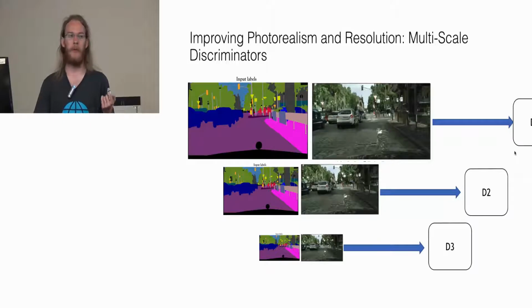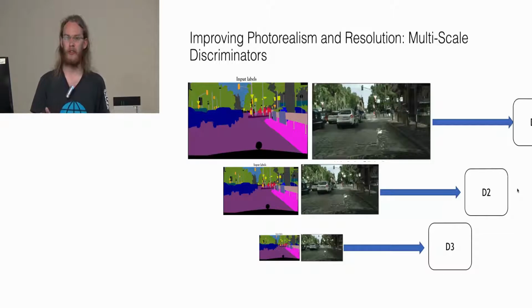The reasoning behind this is the same as it was with the generator. By shrinking the image size, the effective receptive field grows for D2 and D3. So D1 checks for fine detail, while D2 and D3 check for larger global consistency.